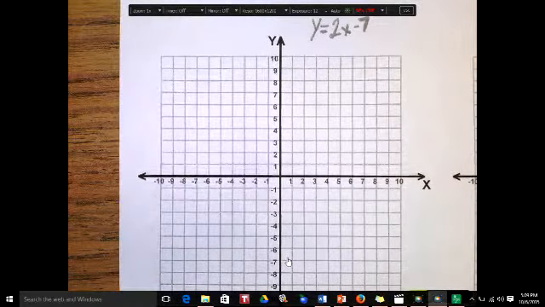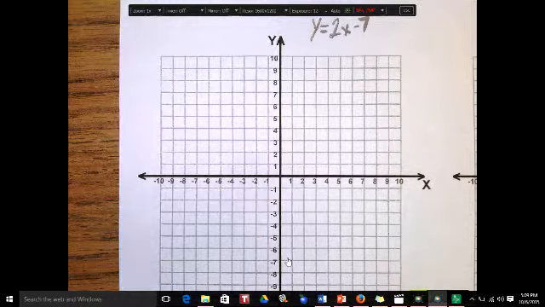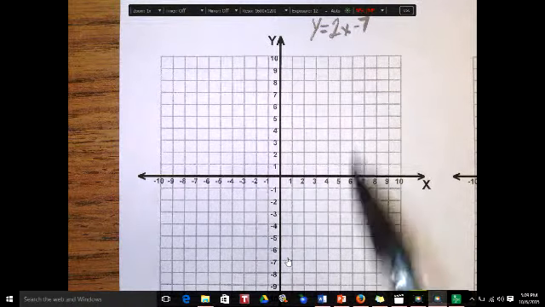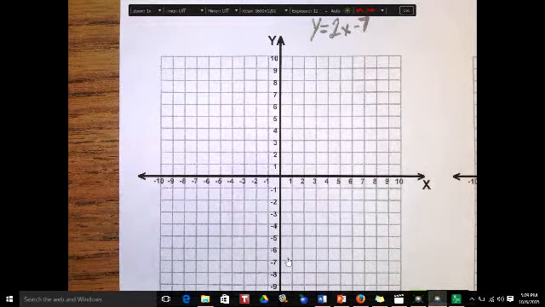Hello again. We are going to go ahead and quickly graph some linear equations straight from the equation. As you see, our equation is right here. So let's go ahead and get to it. All right, one thing you have to know, you have to remember slope-intercept form.